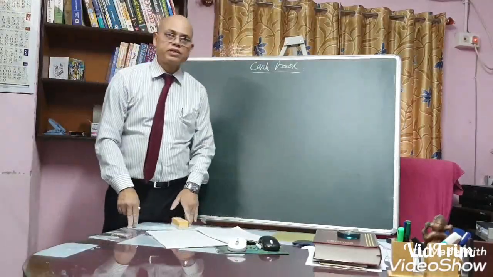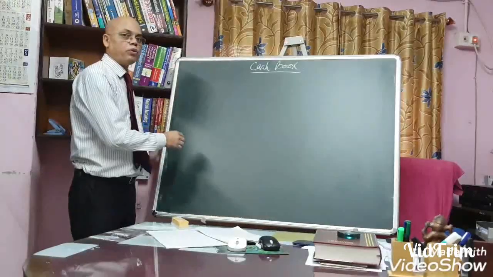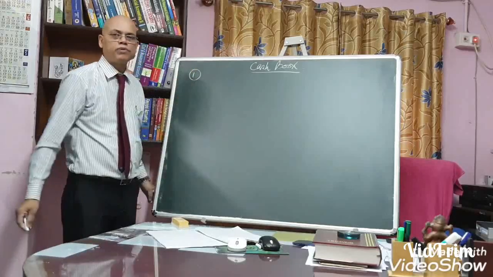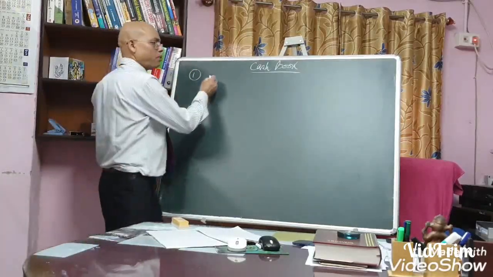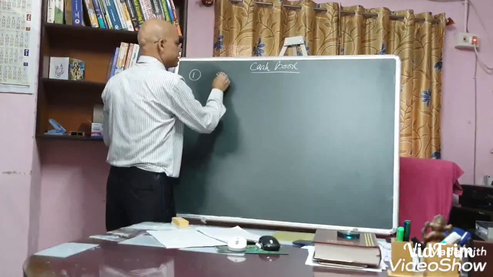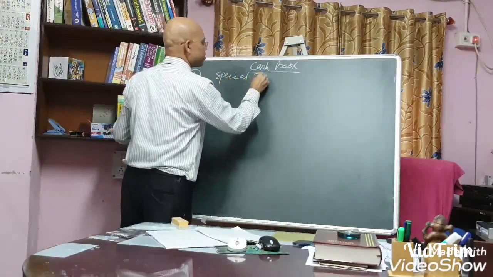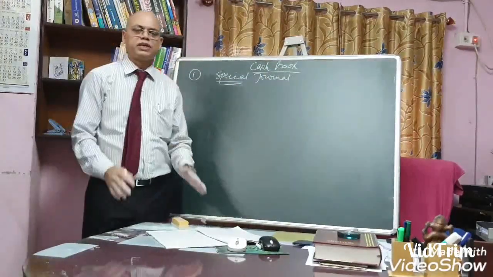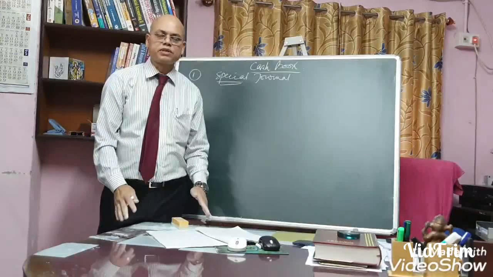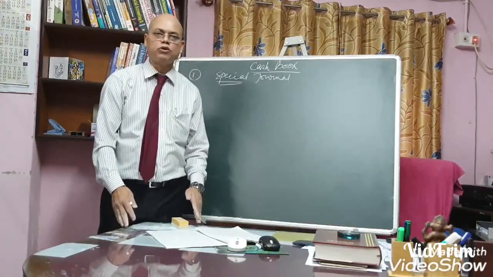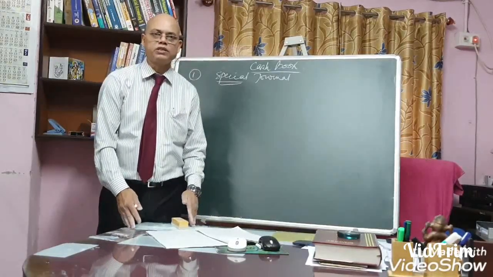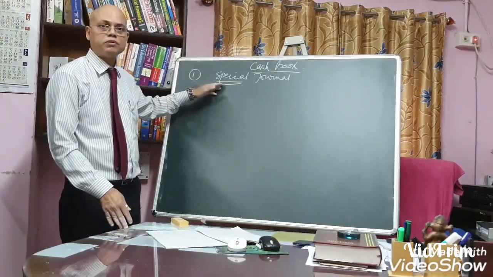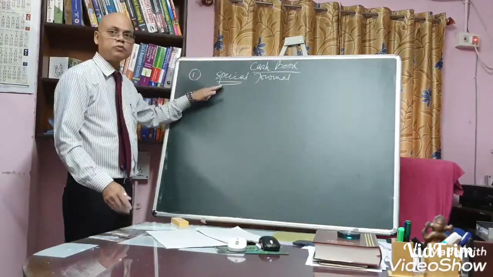Students, today's topic is cash book, and when you are starting cash book, we should know the features of cash book. First one, it is a part of special journal. Under special journal, you know, there are many subsidiary books like cash book, purchase day book, sales day book, purchase return book, sales return book, bills receivable book, bills payable book, etc. Therefore, the first feature you should know is that it is a part of special journal.